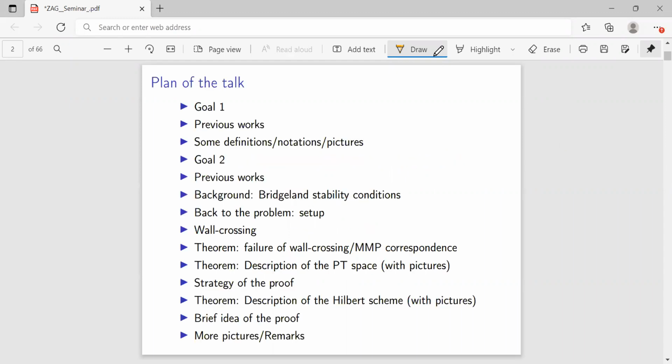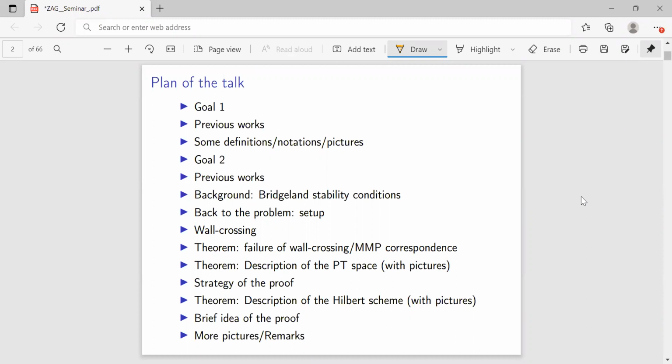Let's look at the plan of the talk. First, I start by stating the first goal, and then I mention some previous work on this. Later I need some definitions to state the second goal, and then I mention some previous work on that as well. Then I give a very brief introduction to Bridgeland stability conditions, and then go back to the problem and start doing the wall crossing, and then state the theorems that we need and the idea of the proofs. And in the end, we will see some more pictures.